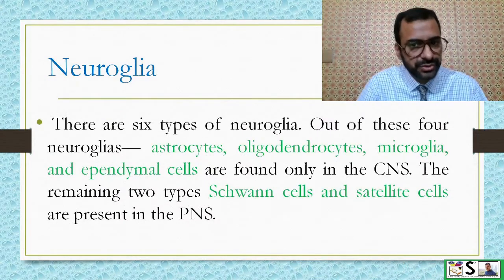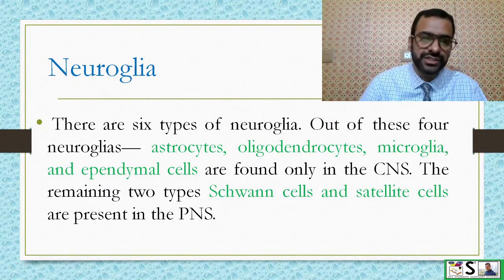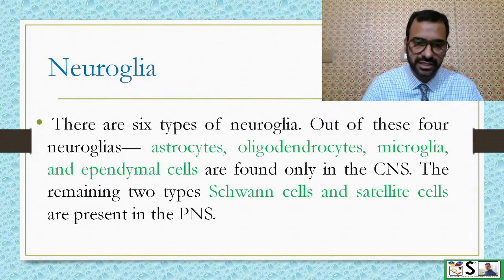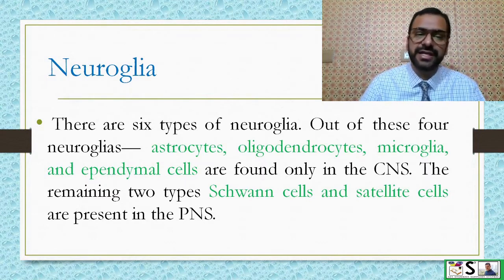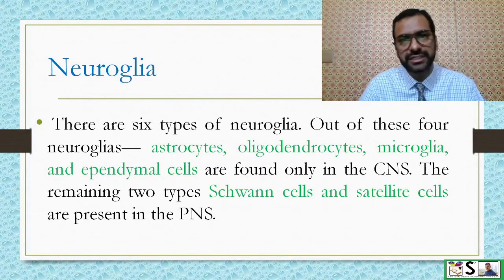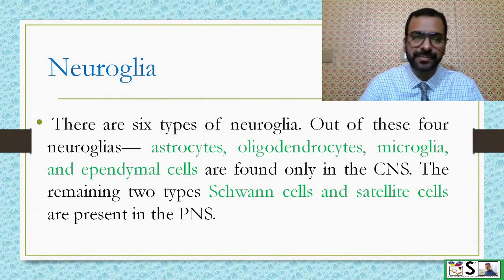There are 6 types of neuroglia. Out of these, 4 neuroglia, astrocytes, oligodendrocytes, microglia, and ependymal cells, are found only in the central nervous system. The remaining 2 types, Schwann cells and satellite cells, are present in the peripheral nervous system.